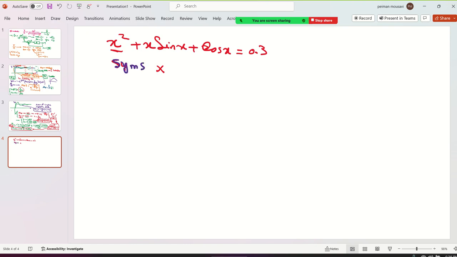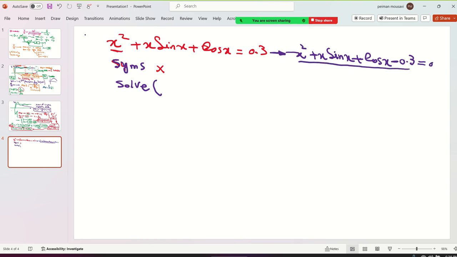Syms x means this is symbolic. Then you have to say solve, and you have to change this to x squared plus x sine x plus cosine x minus 0.3 equal to 0. You just type it here. This is MATLAB, how we write in MATLAB: x squared plus x star, which means multiply, sine of x plus cosine of x minus 0.3. This is going to solve the problem for you.